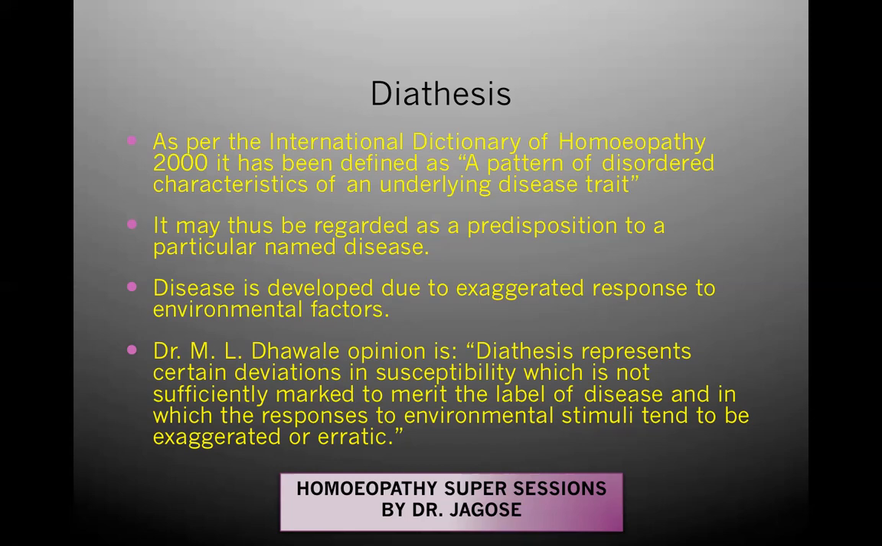Dhavle opines that diathesis represents certain deviations in susceptibility which are not sufficiently marked to merit the label of disease. So this is very important. There are deviations of susceptibility wherein you cannot diagnose a condition or label it as a disease condition, and in which the response to environmental stimulus tends to be exaggerated or erratic. Naturally, this will be in response to the environmental stimulus depending upon the state of susceptibility.